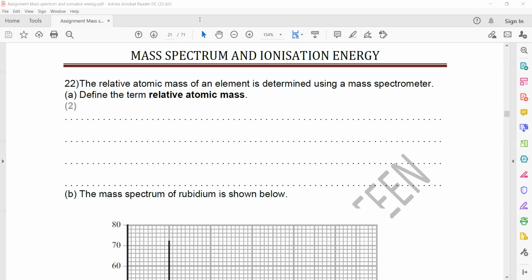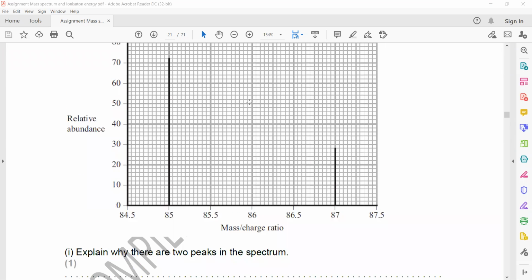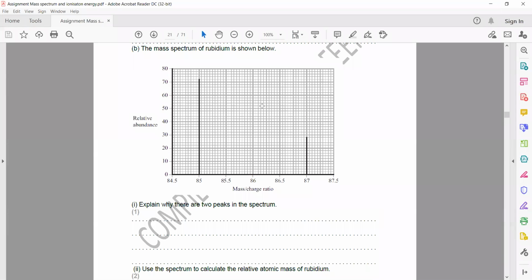The mass spectrum of rubidium is shown below. Explain why there are two peaks in the spectrum. So why are there two peaks in the spectrum? It shows that it has two isotopes. Using the spectrum, calculate the relative atomic mass.